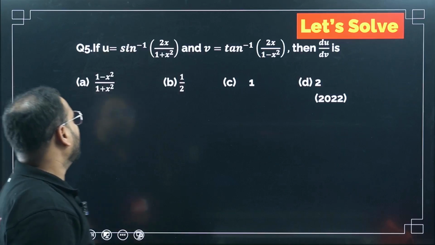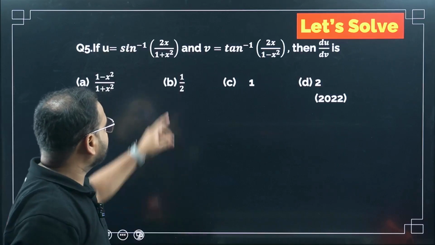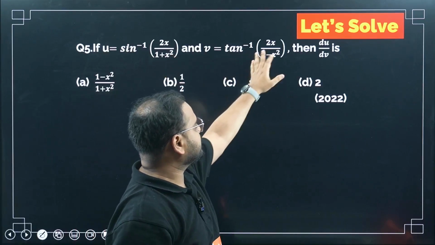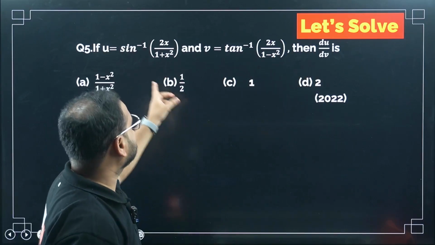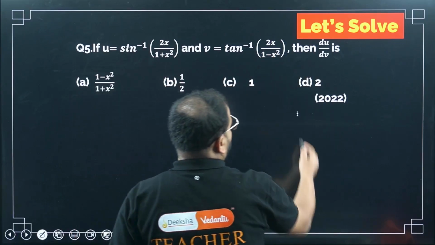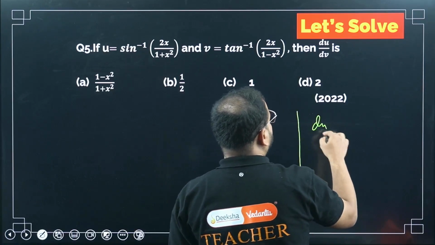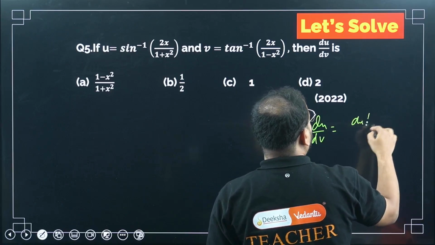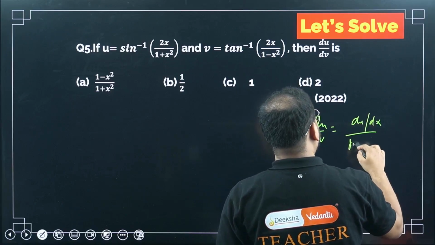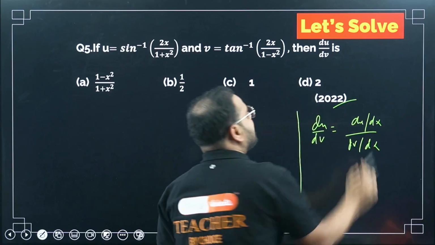Alright. Moving on to question number 5. They have given u equals sine inverse of 2x upon 1 plus x square, and v equals tan inverse of 2x upon 1 minus x square, find du by dv. So how will I find du by dv? It is very simple. It will be basically du by dx upon dv by dx, parametric form, asked in 2022.